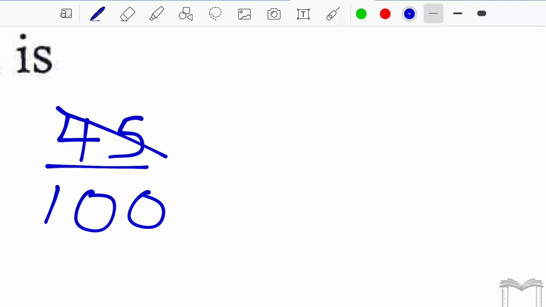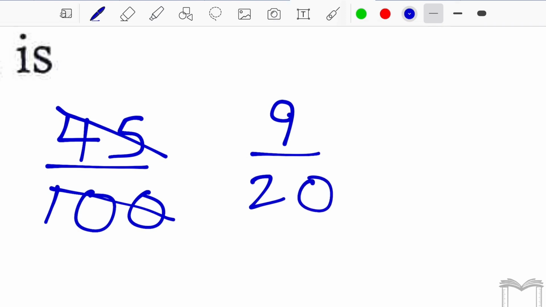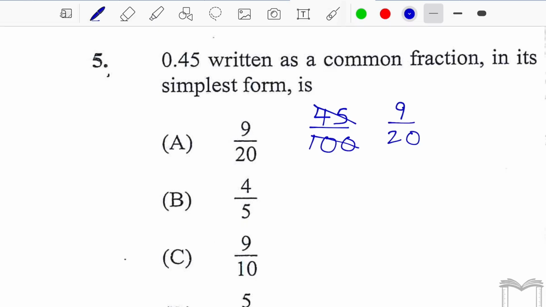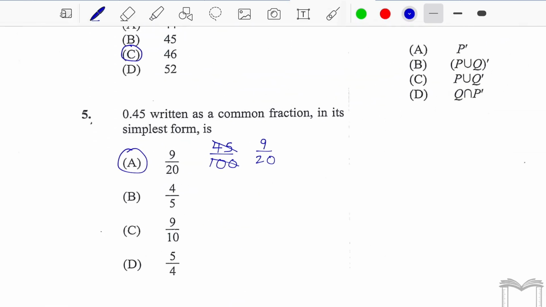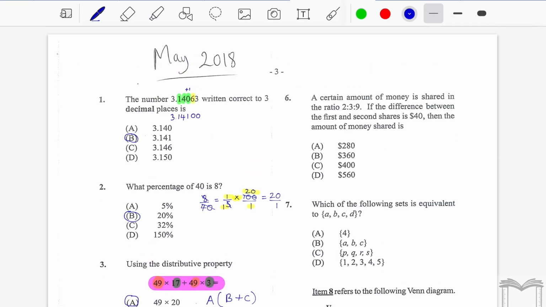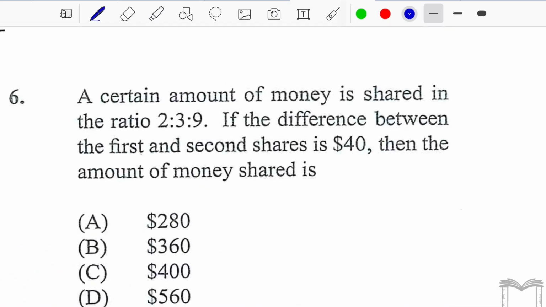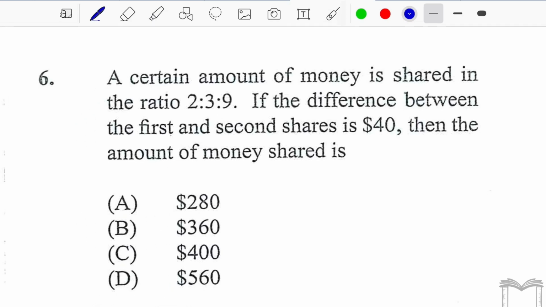What number can go into both 45 and 100? 5 can go into both of them. 5 into 45 is 9. 5 into 100 is 20. So A is your answer. So those are easy marks so far. Number 6. A certain amount of money is shared in the ratio.